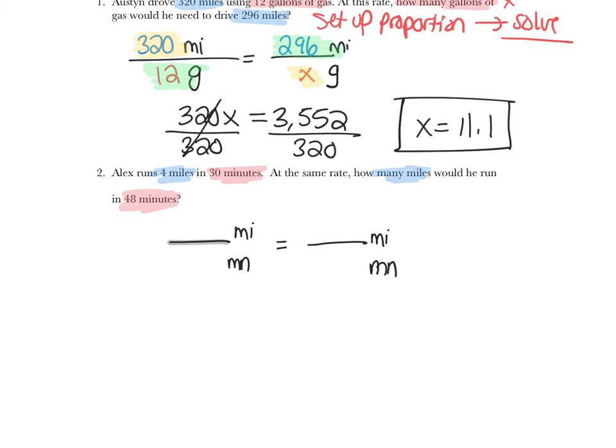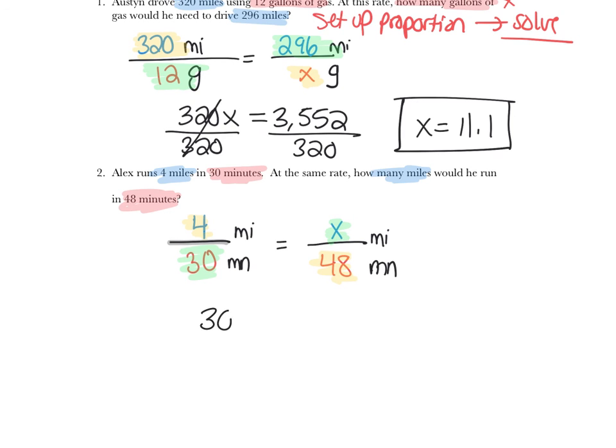So in the first one, I have 4 miles and 30 minutes. So I'm going to put the 30 in the bottom, 4 over 30. In the second one, I don't know how many miles it is, so I'm going to put an x. And then I have it in 48 minutes, so I'm going to put 48 on the bottom. Then from here, we do our cross multiplying. So we're going to take the 4, multiply it by the 48, and then we're going to take the 30 and multiply it by the x and set them equal to one another.